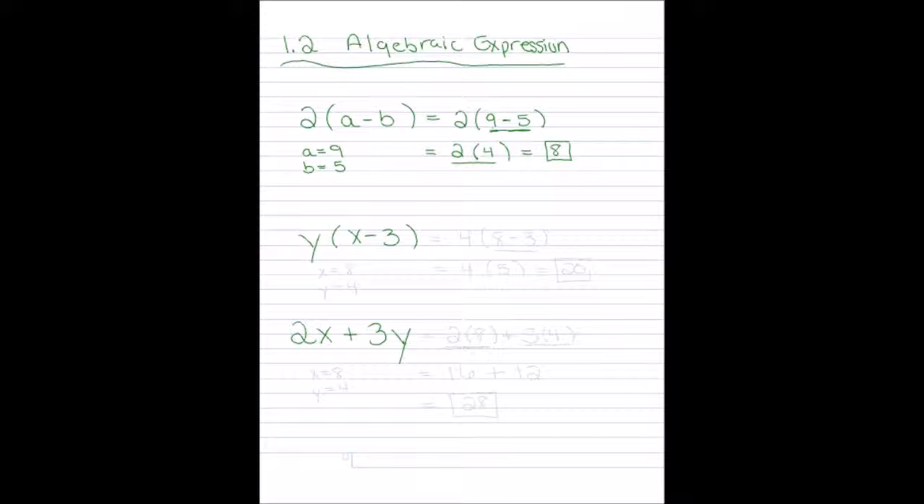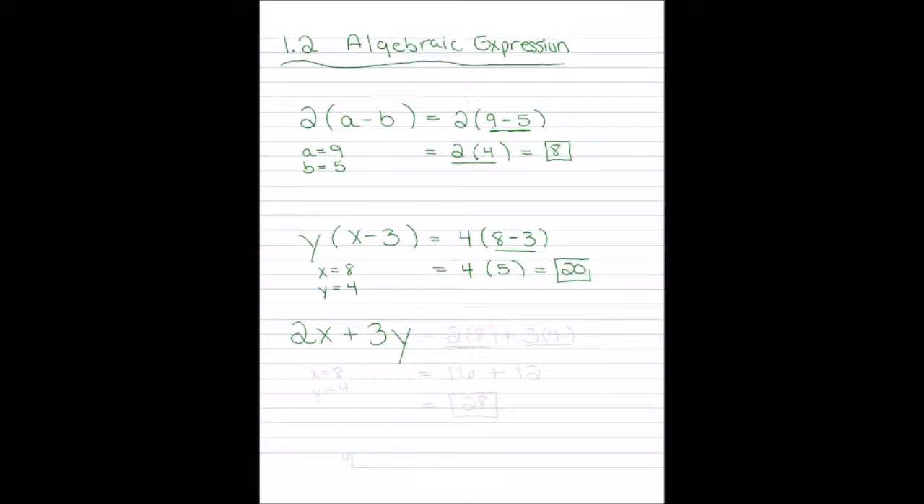Same thing with the second one. They'll give you a value for the x and the y. Let's say x is equal to 8, and let's say y is equal to 4. So it's almost like a substitution type thing. Instead of y, I'm going to put a 4. Instead of x, I'm going to put an 8. And then I use order of operation to condense it as much as possible. So I do parentheses first. That's going to be 8 minus 3, which is 5. And then you do 4 times 5, which is going to give you 20. So your answer is going to be 20.